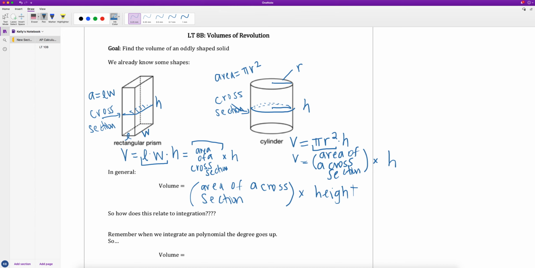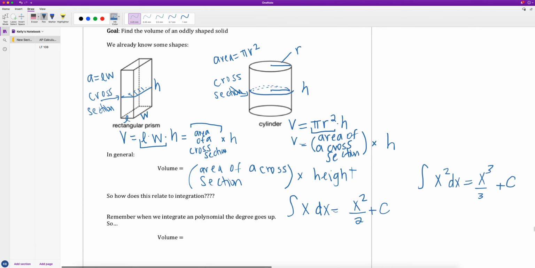Well, when we learn to integrate, one of the first rules we learned was the power rule. So for instance, if I integrated x, I ended up getting x squared over 2 plus my constant because I added 1 and divided by the new power. Likewise, if I integrate x squared, I end up getting x cubed divided by 3 plus my constant. So each time I'm doing our power rule here, I'm actually adding a degree. So my polynomial is going from a linear to a quadratic, and then from a quadratic, if I integrate it, to a cubic.